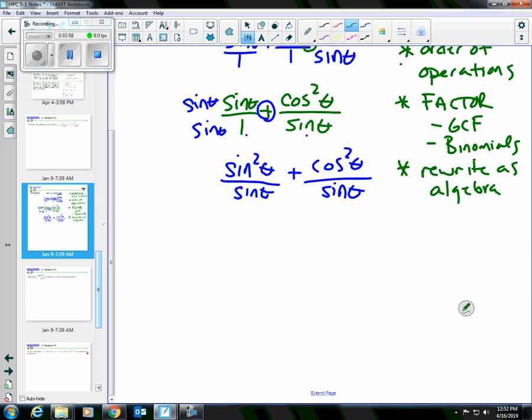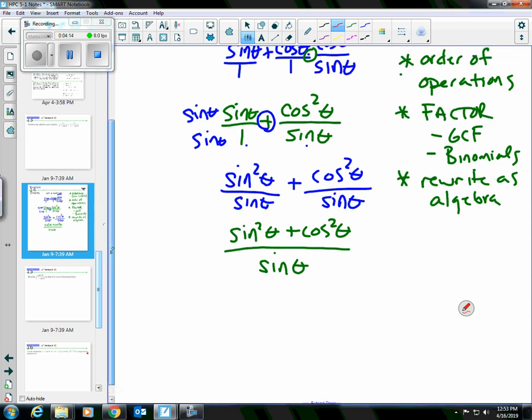So now we can actually put them together. There's a common denominator. But I can't actually combine those 2 terms in the numerator. Sine squared and cosine squared are not like terms. But I'm curious if you can look at your formula sheet and pause again if you need to. Is there anything we can do to make this better? We're going to go back to that.